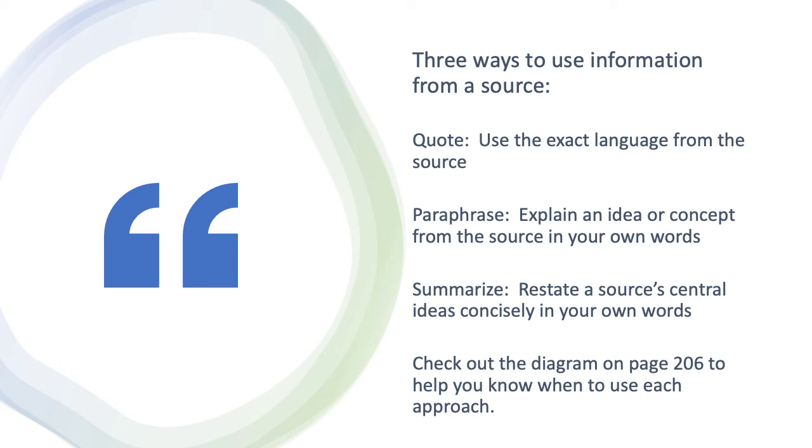I wanted to go over this briefly. This is also in your textbook. Keep this in mind. There are three and only three things that you can do with information in pretty much every academic paper. The first one is you can quote information, which means you use the exact wording that comes out of the article. Sometimes you're actually quoting a person.